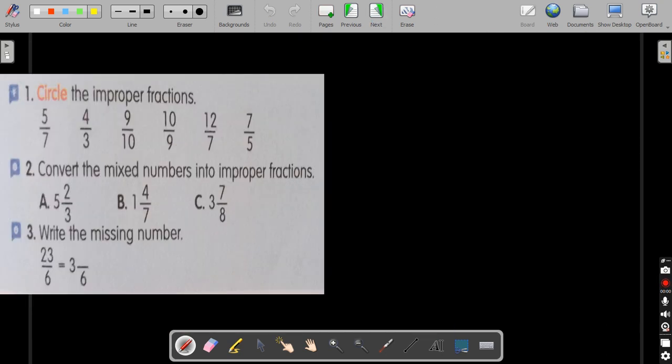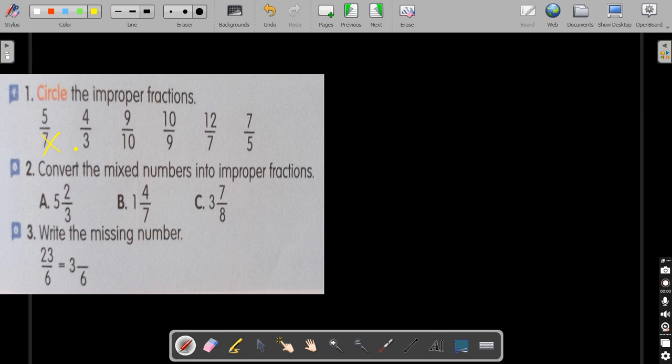That is, circle the improper fraction. Already I told you how to identify an improper fraction. The process is very simple. If the denominator is less than the numerator, then we call it an improper fraction. So here we need to check. Denominator is less than numerator? No. 7 is greater than 5. No. 3 is less than 4. Yes. They are telling us to circle.